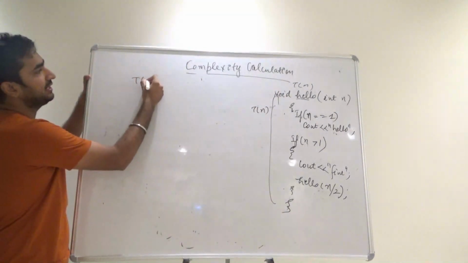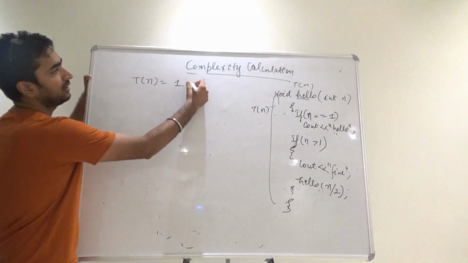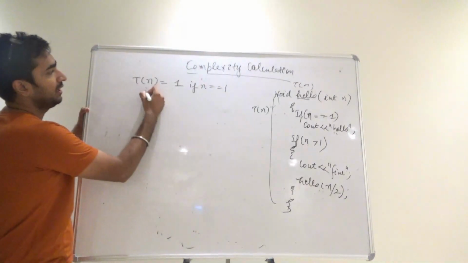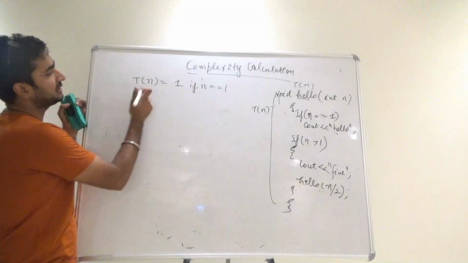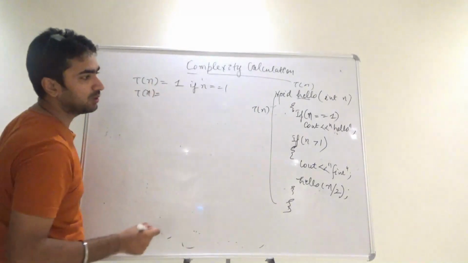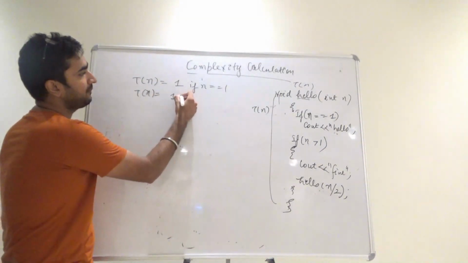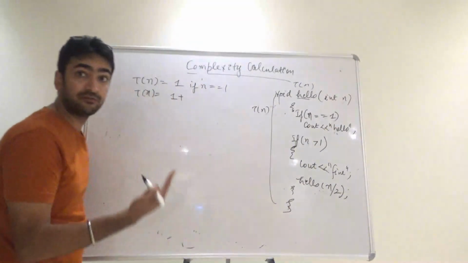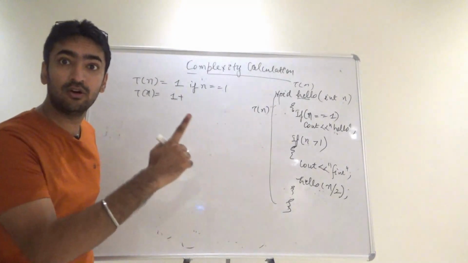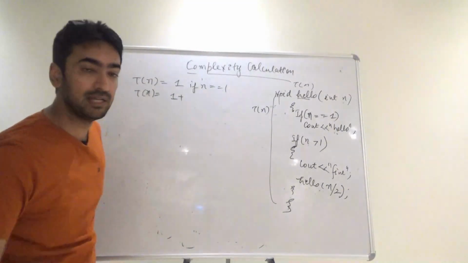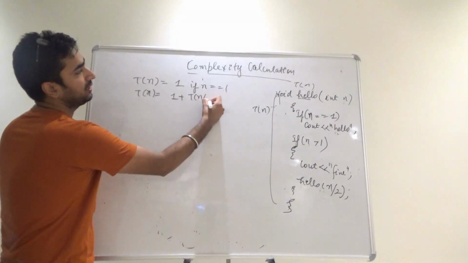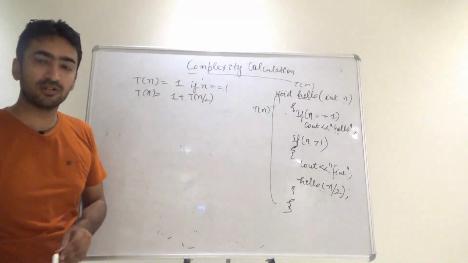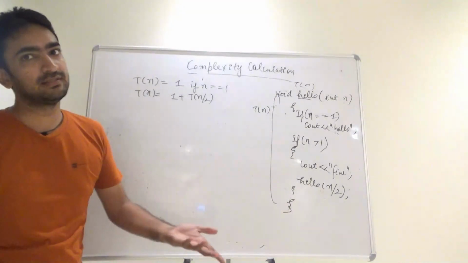So, I'll just write T of n is equal to 1 if your n value is equal to 1, and T of n is equal to 1 plus hello of n by 2. So, if the entire code is T of n, the hello of n by 2 would be T of n by 2. So, I will use the substitution method to try to solve the question.